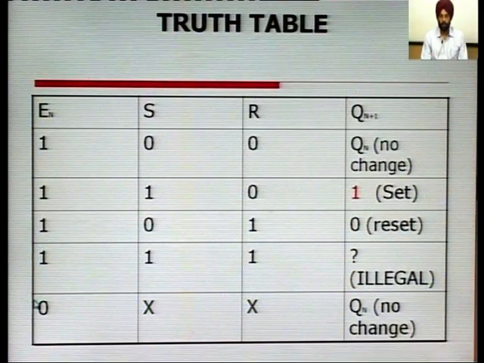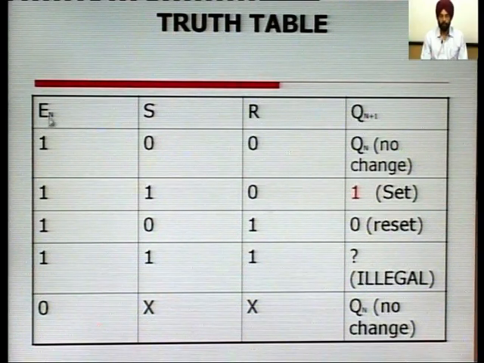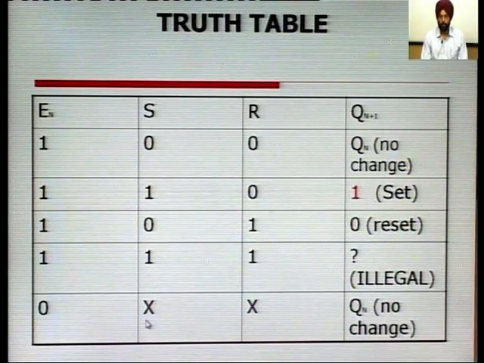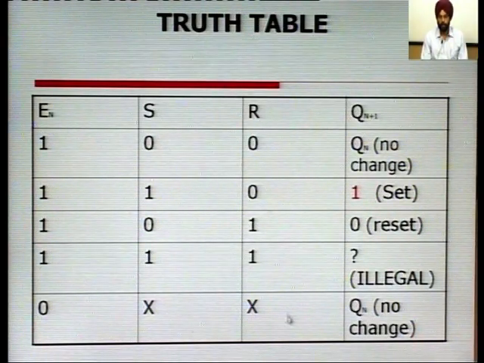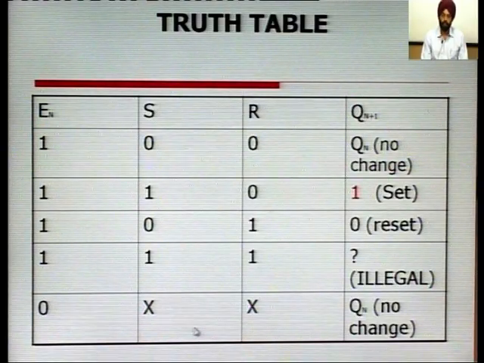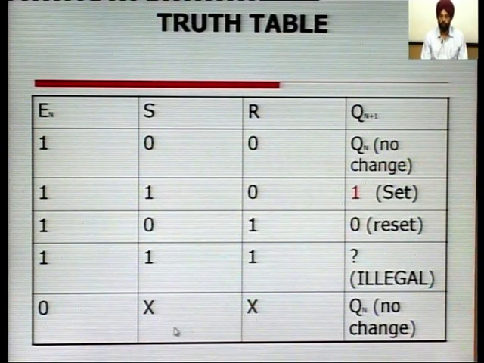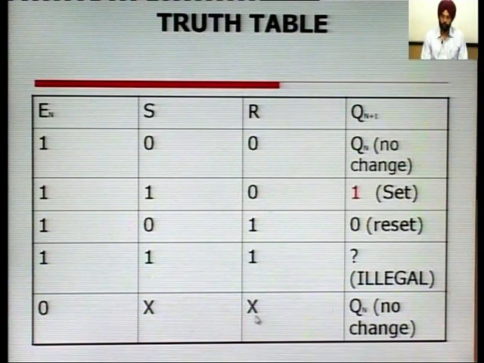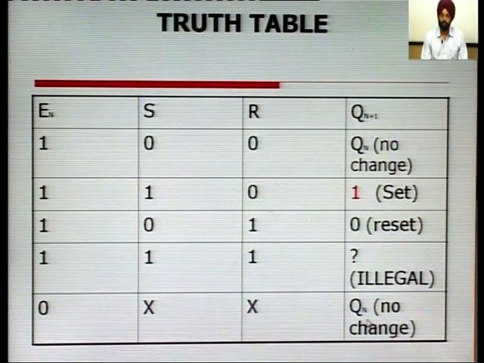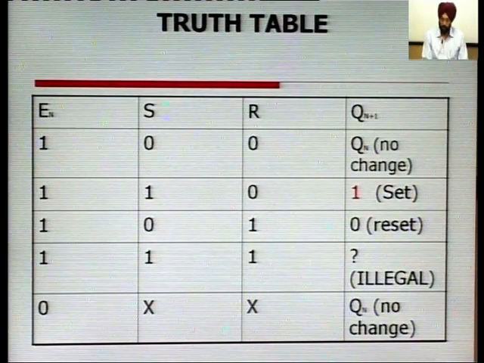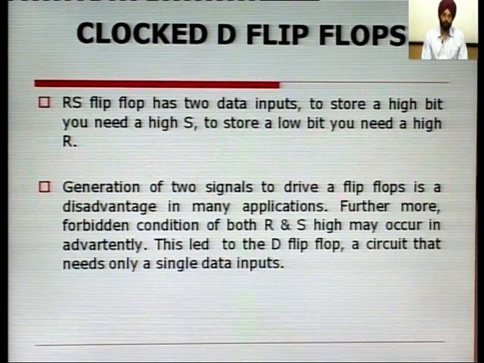And the last entry in this truth table is when the enable input is 0. In this case, we have cross entries in the S and R input, that is it can be 0, it can be 1, but they have no effect on the output of the flip flop, that is Q n plus 1 is Q n, that is no change, it stays in its last value.